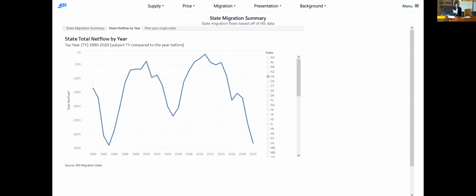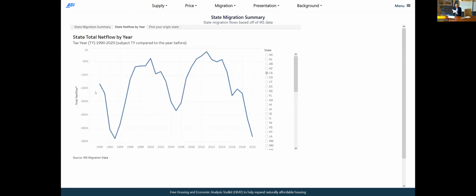Then it increases again towards the end of the run-up in the lead up to the financial crisis. And then since 2010, 2011, we've had pretty much a continuous decline in out-migration. And we see that it's now over 300,000 in 2020. So now we're going to go to a couple extra slides, if you can pull those up.